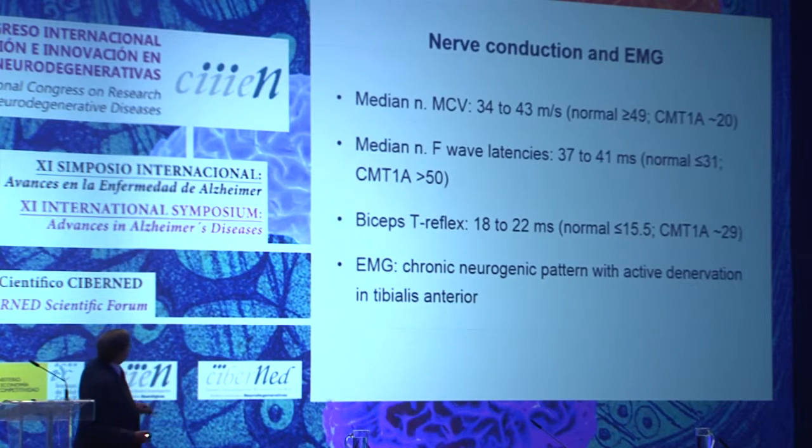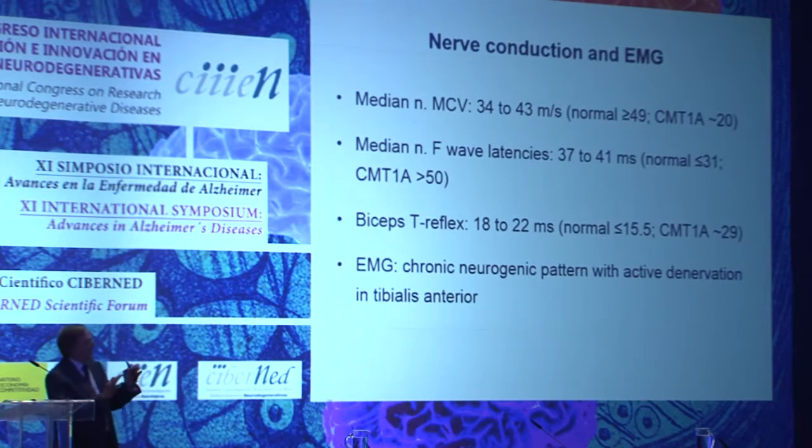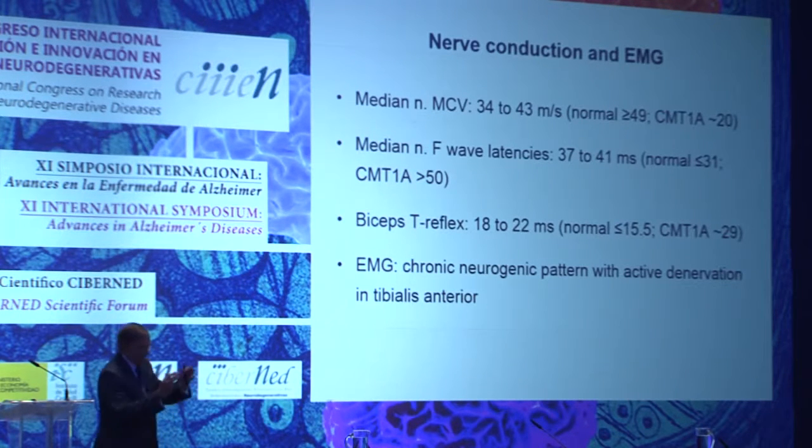See here nerve conduction studies. We carried out examination of median, ulnar, peroneal, and tibial nerves, but in order to summarize the results, see here the results of median nerve conduction studies. In all patients, they range from 34 to 43 meters per second. Normal is greater than 49 meters per second.